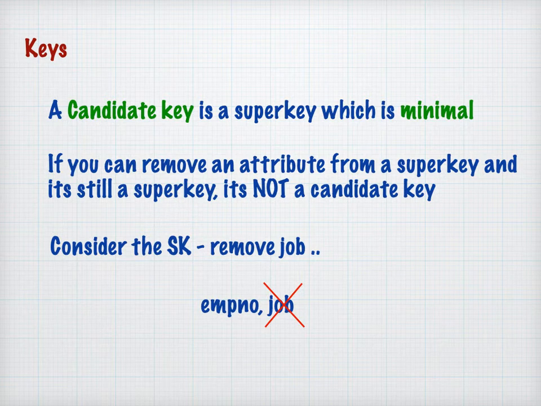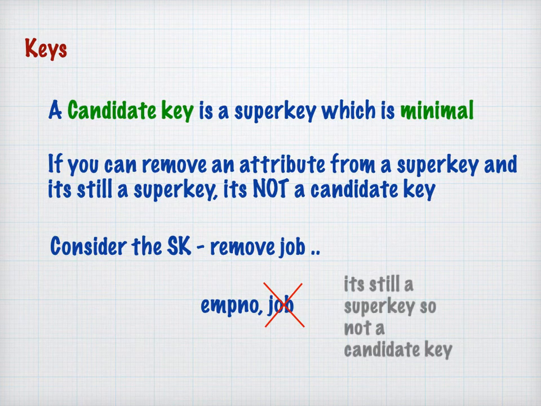So because we could take that key and throw part of it away, we know it's not minimal. It could be made smaller. In other words, emp number job is not a candidate key, because candidate keys, you can't shrink them. They have to be as minimal as they can possibly be. So emp number job is a super key, but it's not a candidate key.